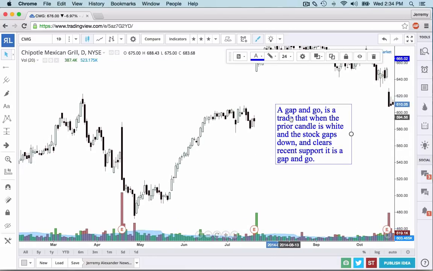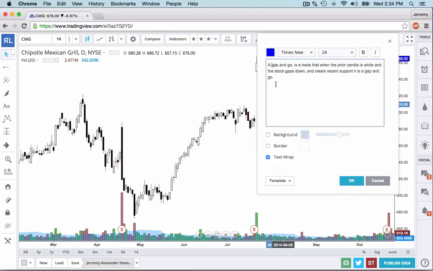So that was a bullish gap and go. For clarification purposes, let's just put this is going to be a bullish gap and go. It's a trade that when the prior candle is, what color do you think? Prior color is black, and the stock gaps up and clears recent resistance. It is a gap and go.